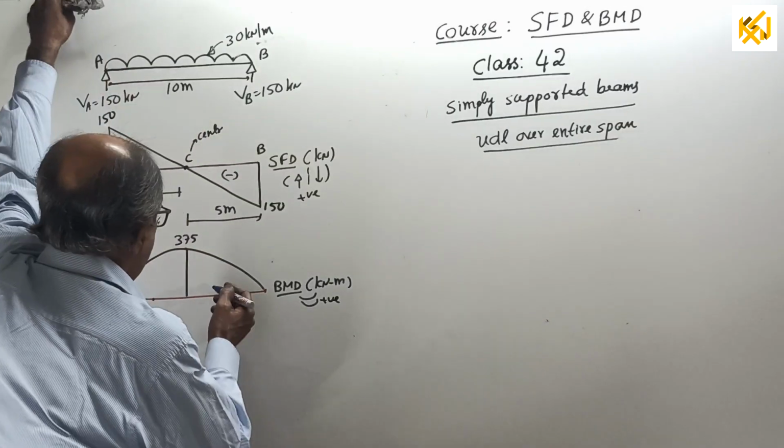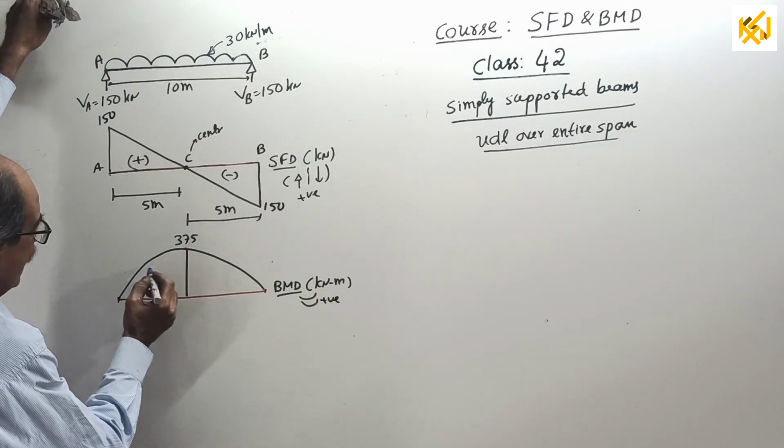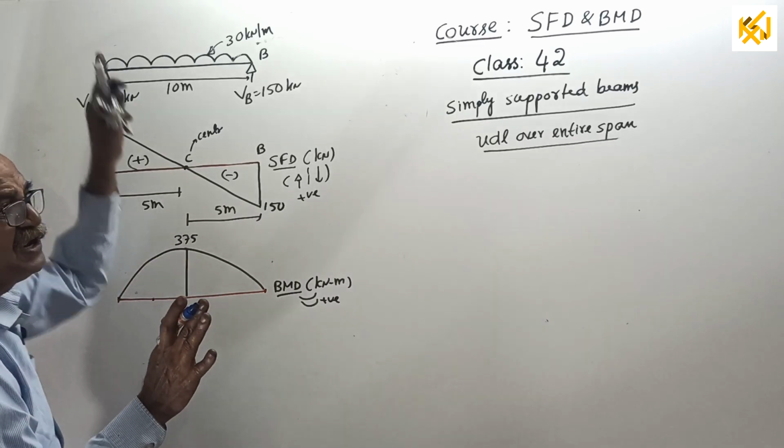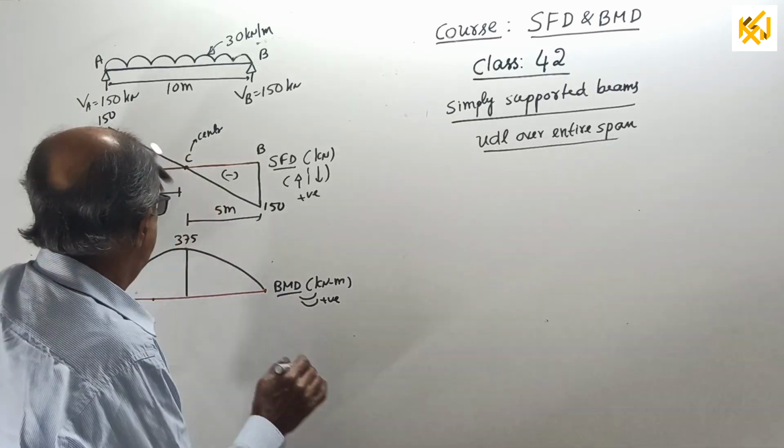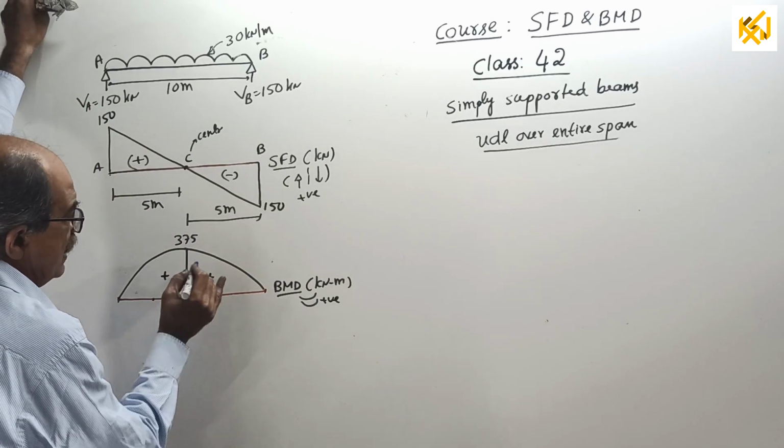Okay, start now. This is plus. See, again, some will tell, sir, slight curvature. Do not comment on these unnecessary things. Plus. Over. This is the bending moment diagram.